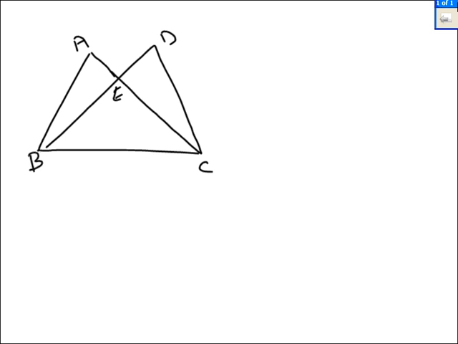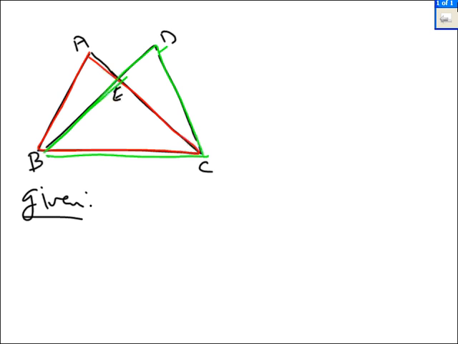And to be clear what the two triangles are, we have triangle ABC, the left triangle, and BCD, the right triangle. Move this a little bit closer. Okay. And we are told some things about this triangle.